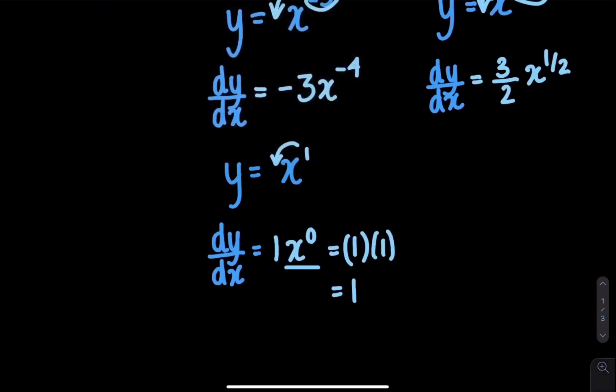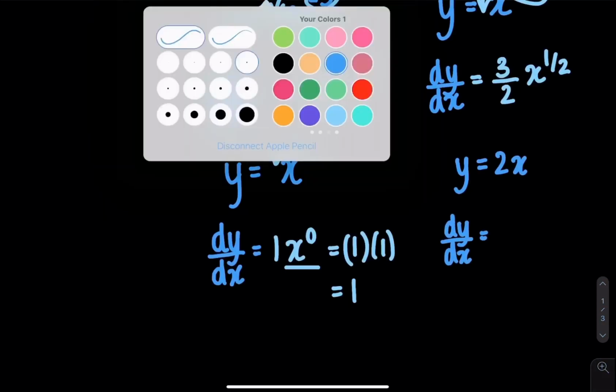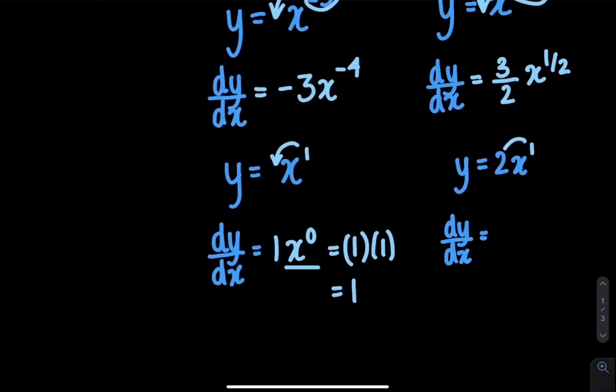So if I had y equals 2x, the differential becomes, remember if there's no power there, it's a 1. So I do 2 multiplied by 1, which is 2. X to the power of 1 minus 1 is 0. And we know this is just equal to 1. So 2 times 1 is just 2.